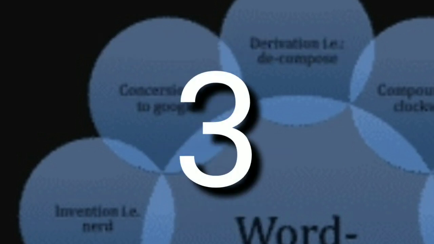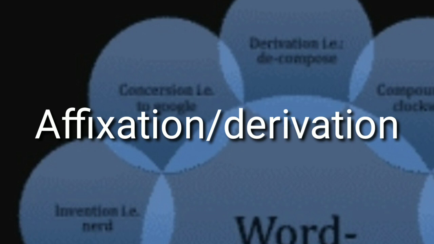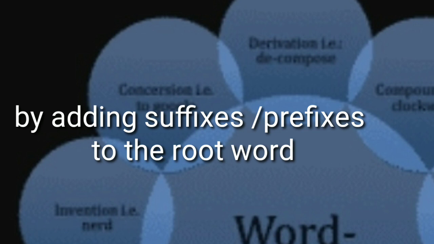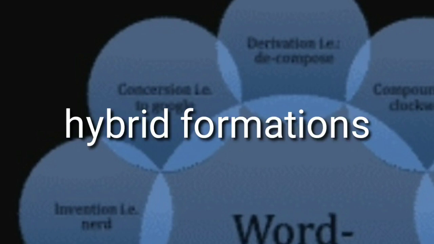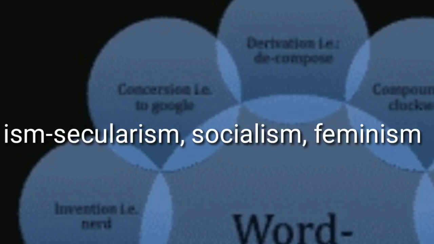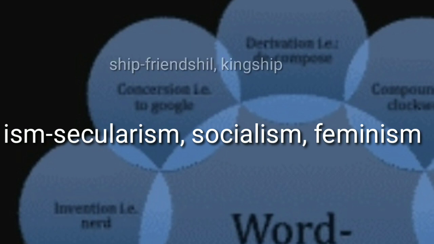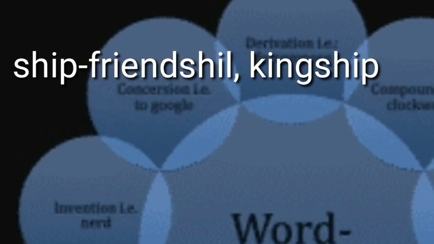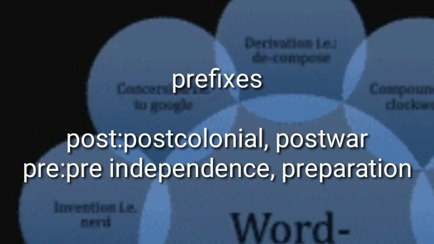Then the third process, affixation or derivation. This process occurs by adding suffixes or prefixes to the root word. We already discussed that in the previous video titled expansion of language. Anyway, suffixes like ism: secularism, socialism, feminism, like that. Ship: kingship, friendship, etc. Then prefixes like post: post-colonial, post-war.